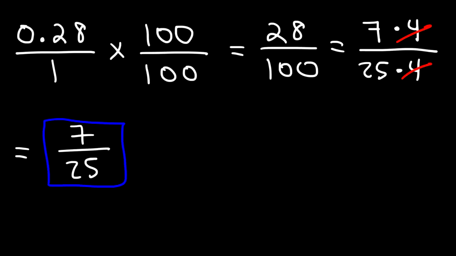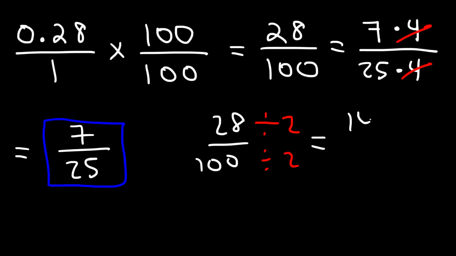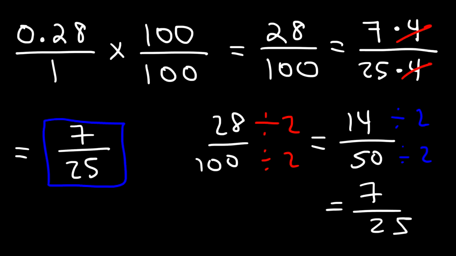Now granted, we could have done this. You could have said 28 divided by 2 is 14, and 100 divided by 2 is 50. And then you could divide it by 2 again. 14 divided by 2 is 7, 50 divided by 2 is 25. That could work. But when you're dealing with bigger numbers, I think that this method is much easier because it can save you a lot of time. But once again, you pick and choose which method you prefer and stick with that, whichever you're more comfortable with. I'm showing you different ways so that you can find easier, faster ways to get your homework done.